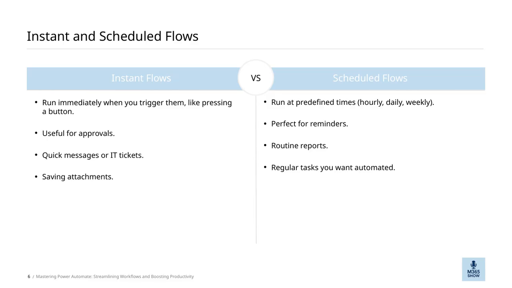Both types help us automate repetitive tasks but cater to different needs, whether it's routine, scheduled work, or immediate, on-demand actions. This flexibility is what makes Power Automate such a powerful tool for enhancing productivity and keeping workflows moving smoothly.